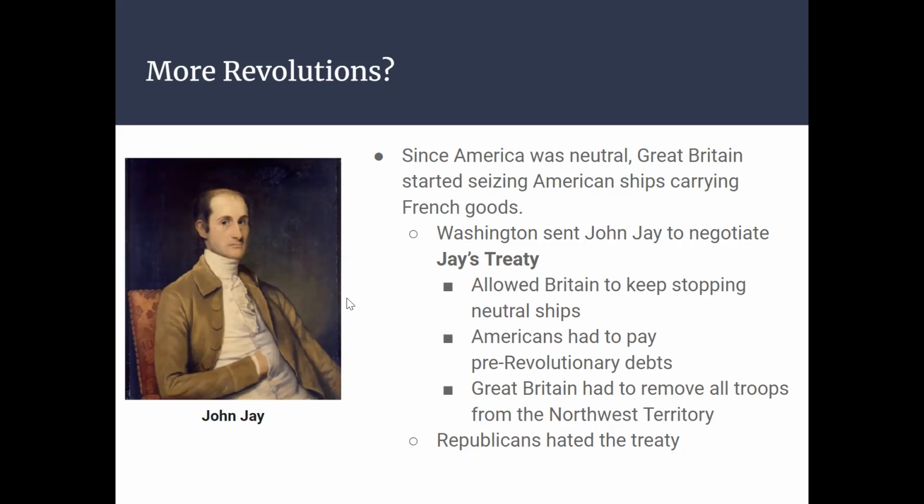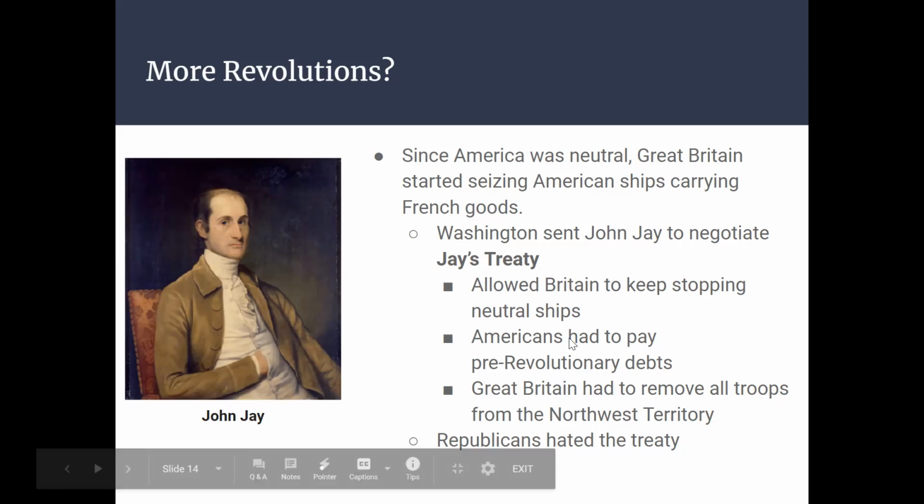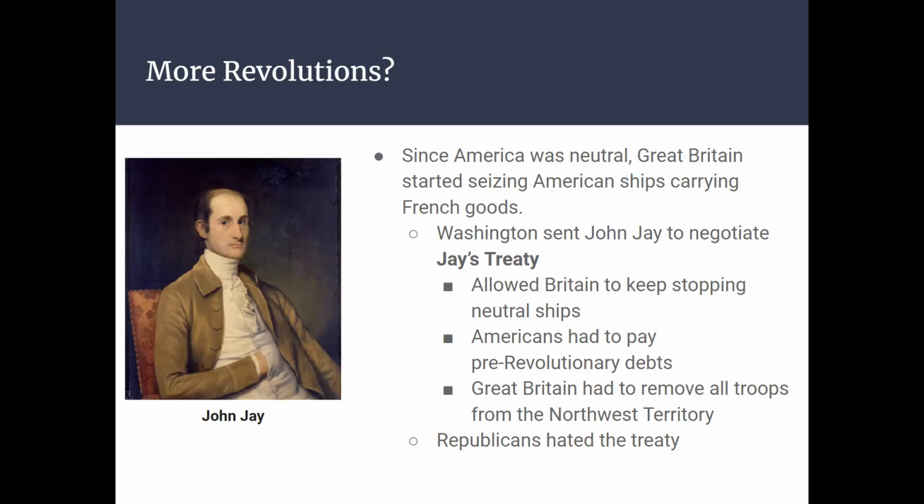They create a treaty, it becomes known as Jay's Treaty, and it allowed Britain to keep stopping neutral ships, which many Americans say is not great. It also said Americans had to pay pre-revolutionary debts. Okay, doesn't sound like it's too great for America yet.